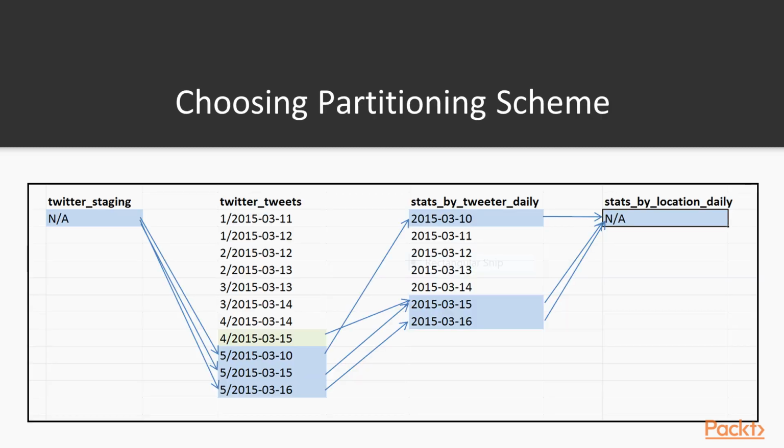And here we have, for example, choosing a partition scheme. We have a Twitter tweets table, and the partition is ID and date. Then we have a stats by Twitter daily table, and it is partitioned only by the date. So if you want to find out statistics for a specific day, we can look up data only for that specific day and analyze that day.